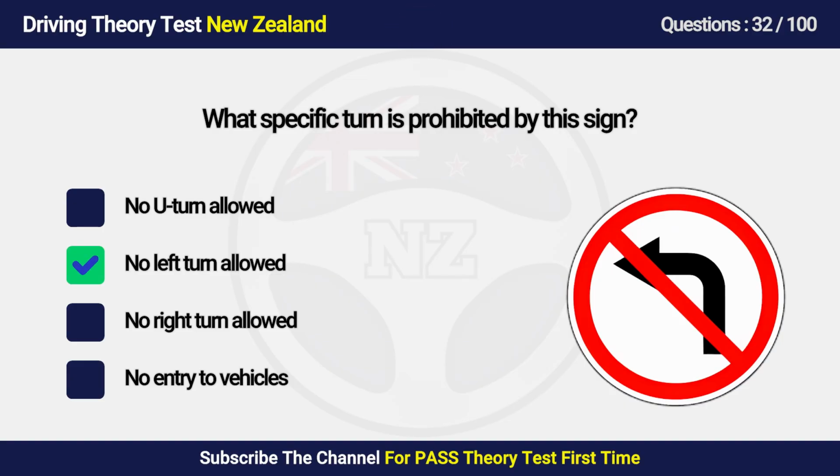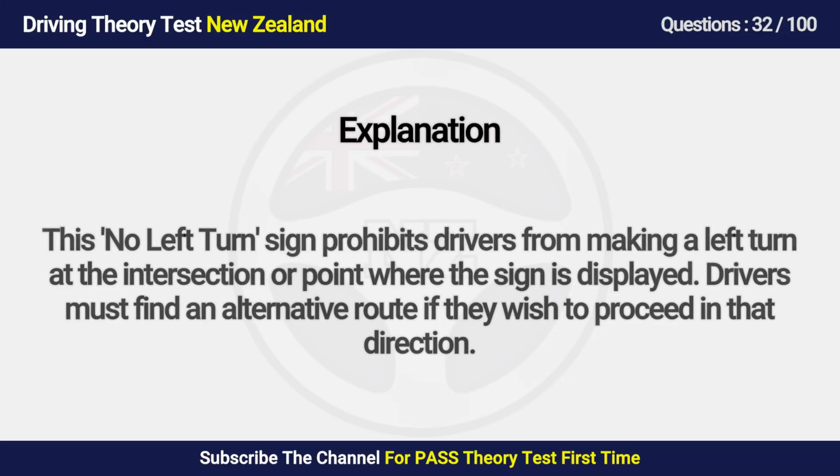Answer is B, no left turn allowed. This no left turn sign prohibits drivers from making a left turn at the intersection or point where the sign is displayed. Drivers must find an alternative route if they wish to proceed in that direction.